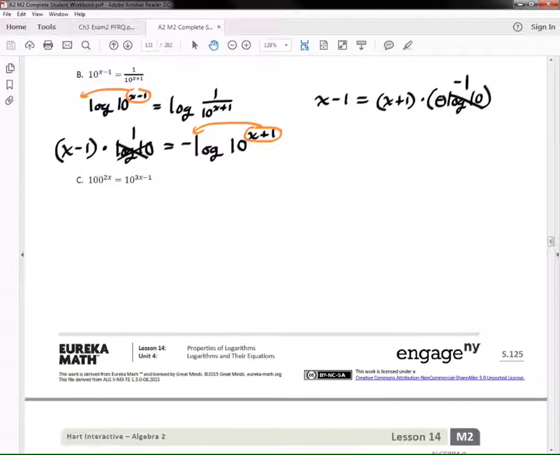So let's distribute that -1. Now we have x minus 1 equals -x minus 1. That's weird. Alright, so let's get x alone on one side. First let's add x to both sides. We have 2 x's right here. Oh, and we have a -1 equals -1. Then we have to add 1 to both sides, and so we get 2x equals 0. So x equals 0.